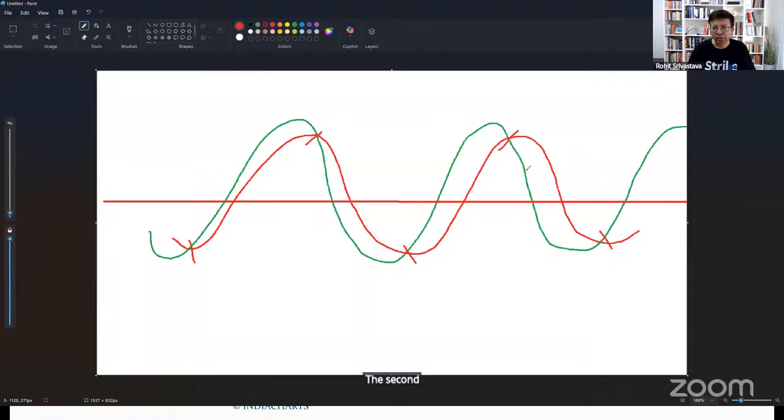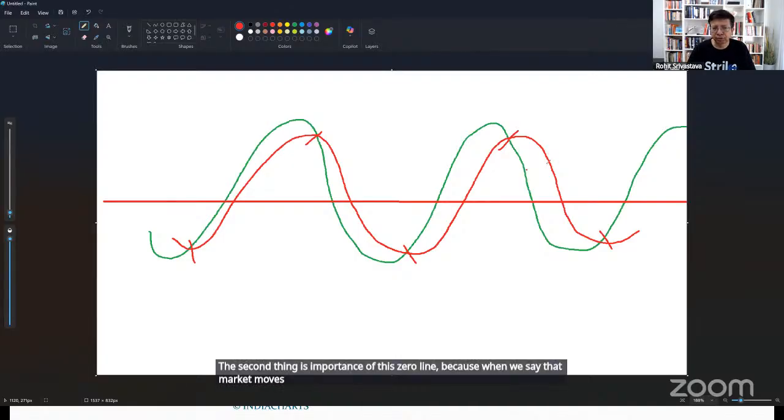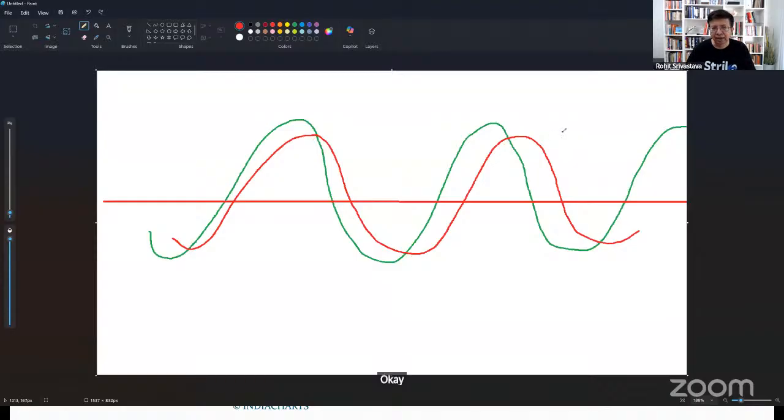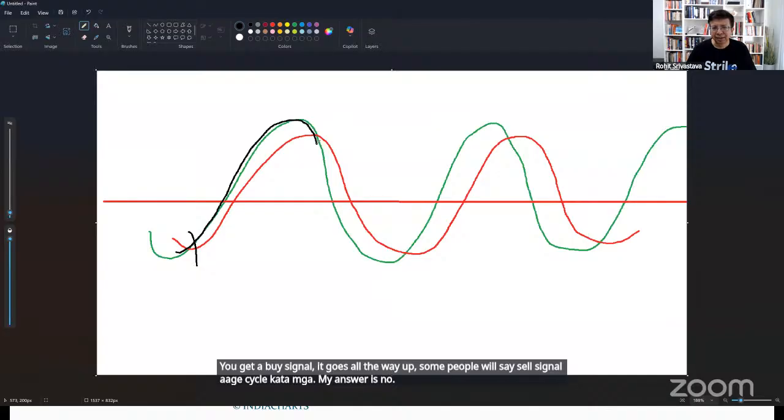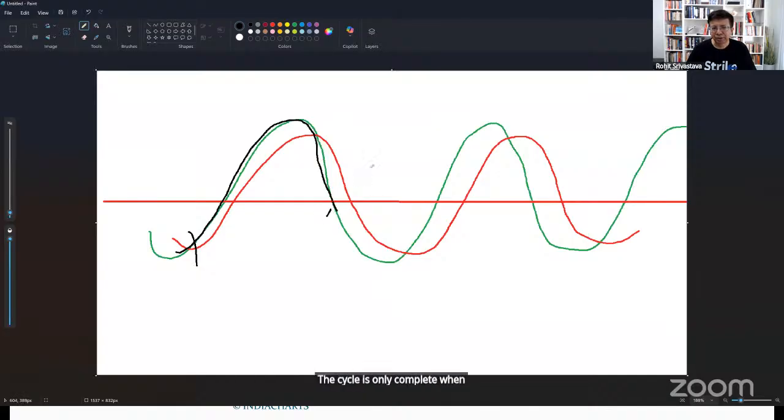The second thing is the importance of this zero line, because when we say that the market moves in cycles, we are saying that it must go up and come back down. And come back down where? It must come back down to zero. So a cycle is only complete when you get a buy signal and it goes all the way up. Some people will say the sell signal has come, the cycle is over. My answer is no. The cycle is only complete when you come back to zero.